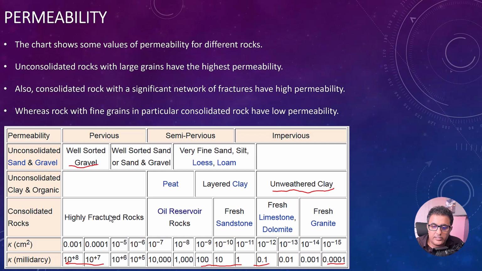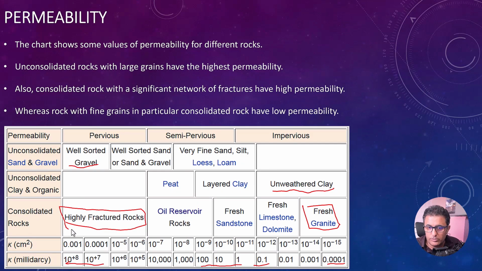Now consider another rock type, consolidated rock. Generally speaking, consolidated rocks usually have lower permeability. For example, fresh granite, as you see here, has extremely low permeability, so that we can consider the rock to be impermeable. Although a rock may be composed of fine grains and be consolidated, if it has some fractures, the fractures will help to improve the permeability.